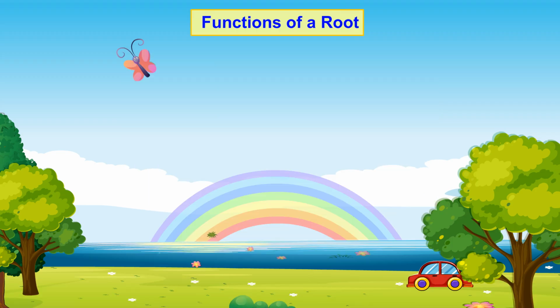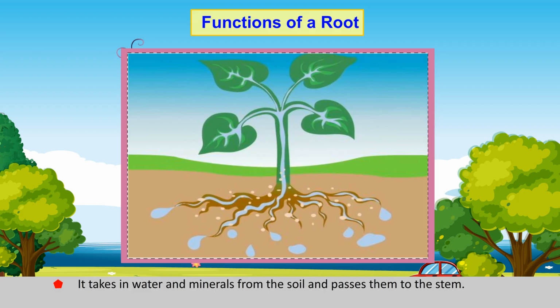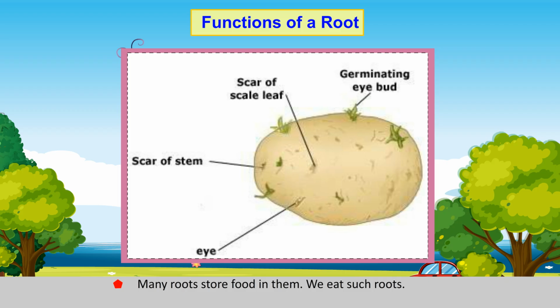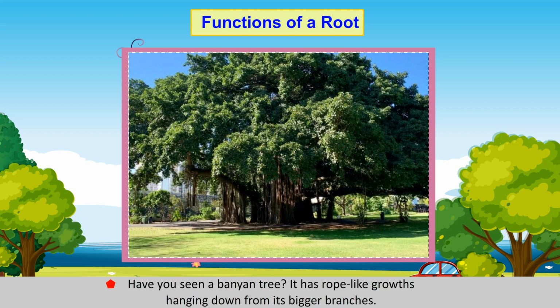Functions of a root. The root fixes the plant to the soil. It takes in water and minerals from the soil and passes them to the stem. Many roots store food in them. We eat such roots. Have you seen a banyan tree?